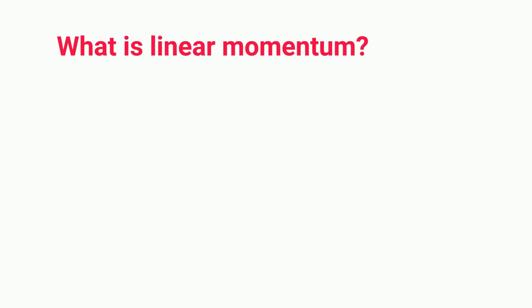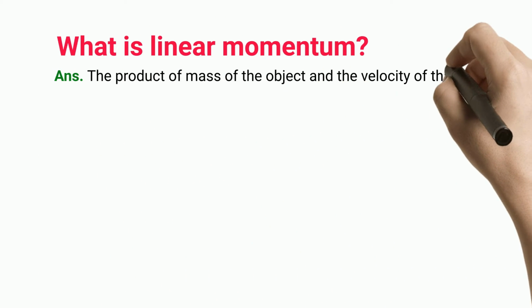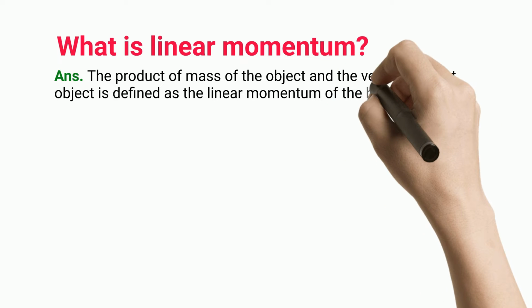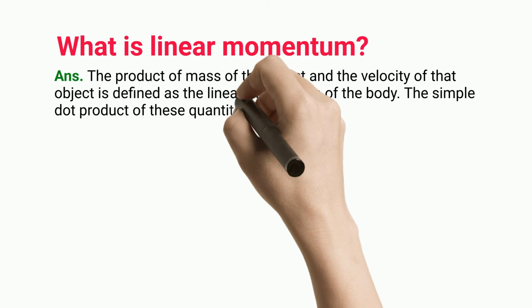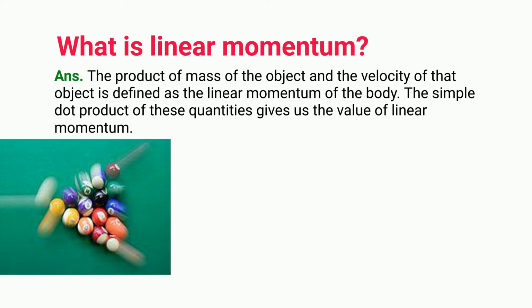What is linear momentum? The product of the mass of the object and the velocity of that object is defined as the linear momentum of the body. The simple dot product of these quantities gives us the value of linear momentum.